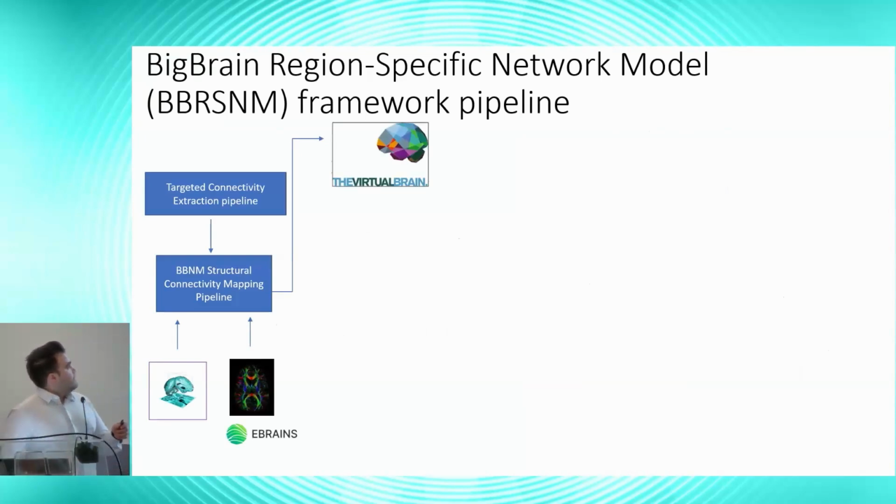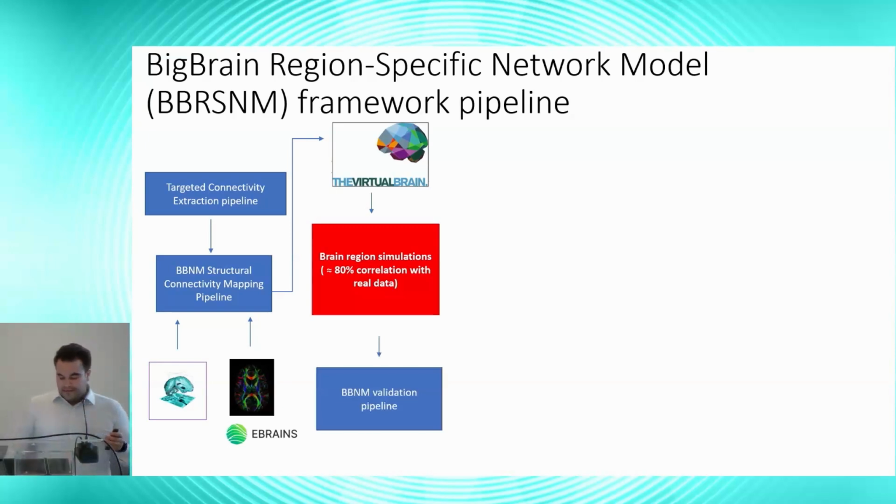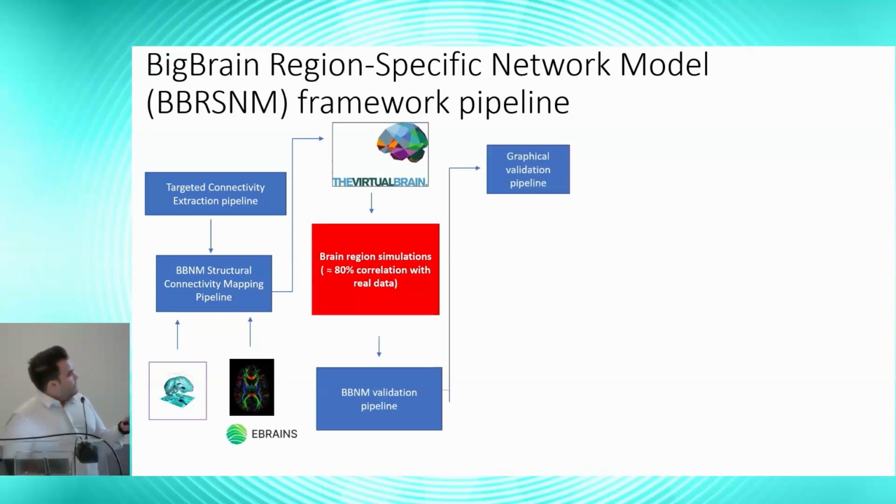Then we import this high-dimensional multimodal data within The Virtual Brain in order to leverage its capacities for running simulations and testing different neural mass models, different integrators, etc. After that, we have our brain region activity simulations with approximately 80% correlation with real data. And then we feed this to the validation pipeline.